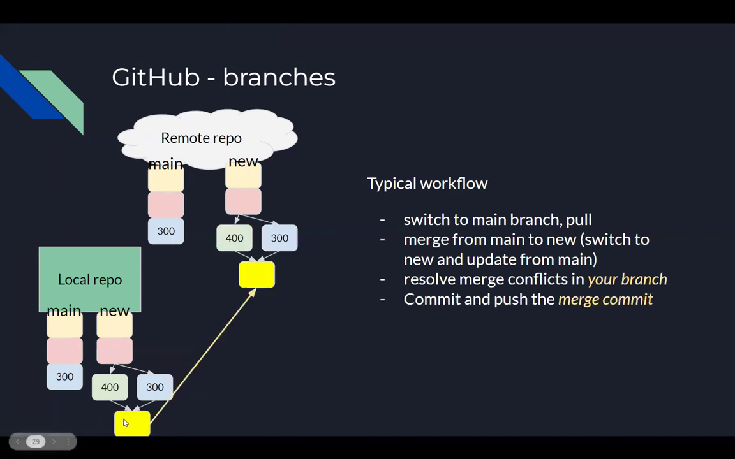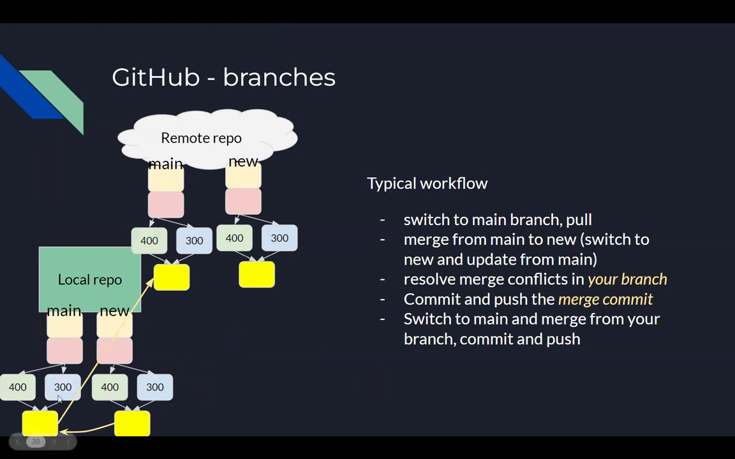I denote it as the golden block, right? This is the merge conflict. This is the merge commit that resolves the conflict. So you should commit this one, and you push the merge commit. Then you switch to the main branch, merge from your branch, right? And commit and push to the remote main branch. Now you can see that every branch is being updated with the resolved commit. There will be no more conflicts.